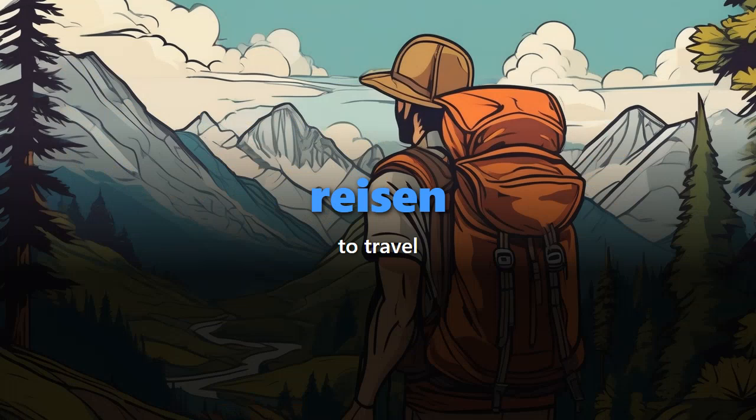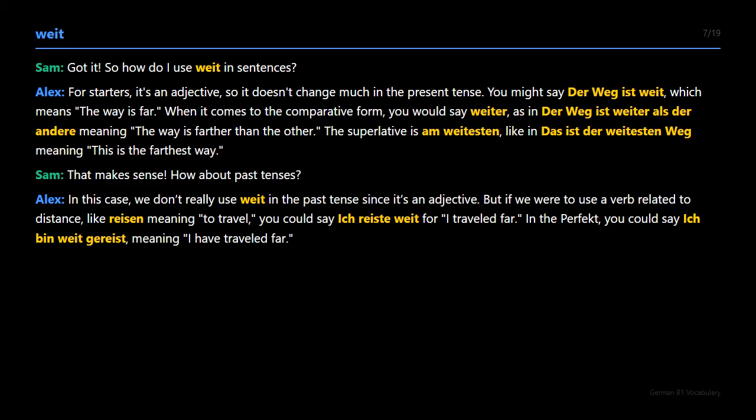Got it. So how do I use weit in sentences? For starters, it's an adjective, so it doesn't change much in the present tense. You might say, Der Weg ist weit, which means the way is far. When it comes to the comparative form, you would say weiter, as in, Der Weg ist weiter als der andere, meaning the way is farther than the other.